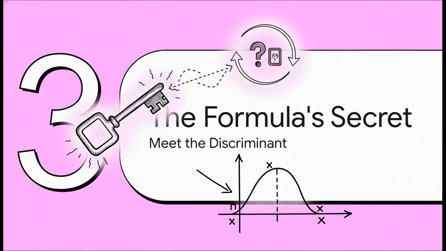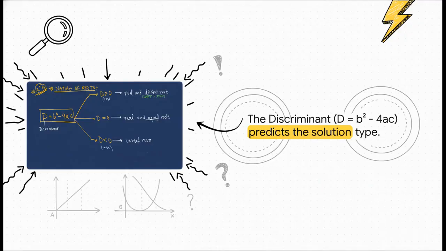But wait, there's more. This universal key actually has a secret feature built right in. Think of it like a diagnostic tool. It's called the discriminant, and it can tell you a huge secret about the equation before you even finish solving the whole thing. You see that little part of the formula that's tucked away under the square root sign? The b squared minus 4ac part? Yeah, that's the key. We give it its own name, D for discriminant. And this one small calculation tells a surprisingly big story about the kind of answers we're about to find.